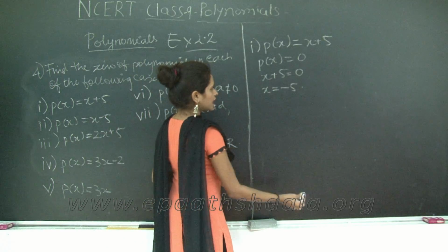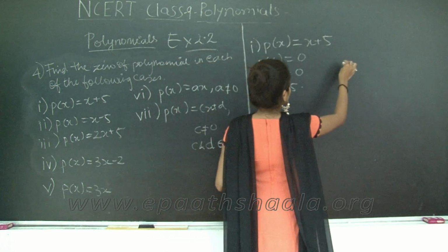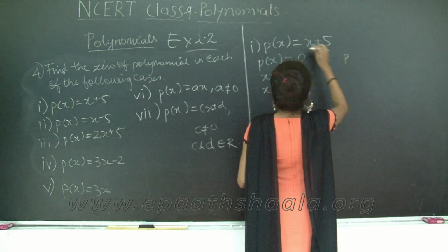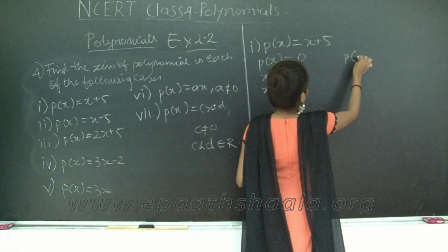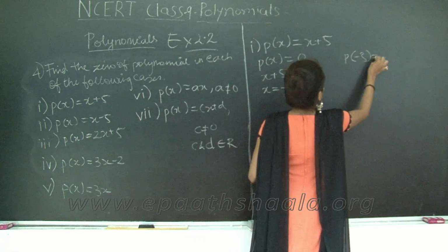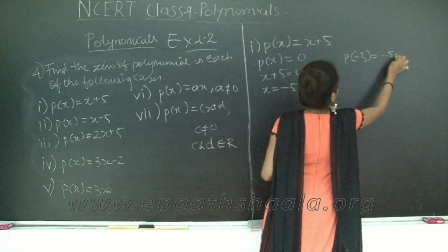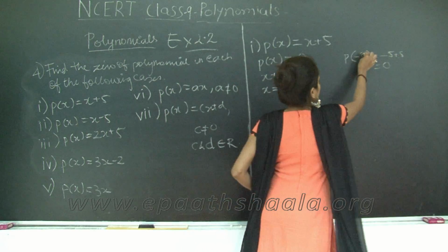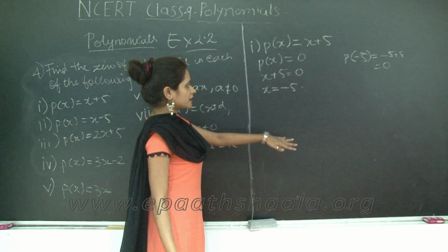Okay, before I write the answer, let me just quickly verify this for you. Substitute x is equal to minus 5 in this polynomial expression, you get minus 5 plus 5, which is equal to 0. Therefore, for the value x is equal to minus 5, your polynomial becomes 0.